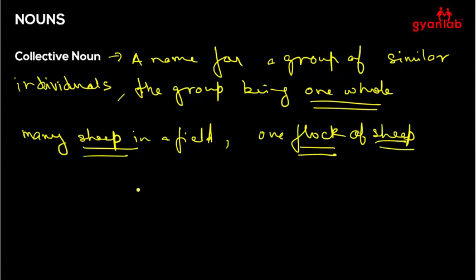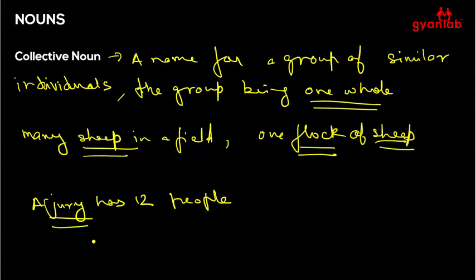Okay. You must not mix up a collective noun with a noun of multitude. Let me give you an example. A jury has 12 people, right? So the word jury here is my collective noun. I'm using the word jury to define all 12 people that are in it, right?